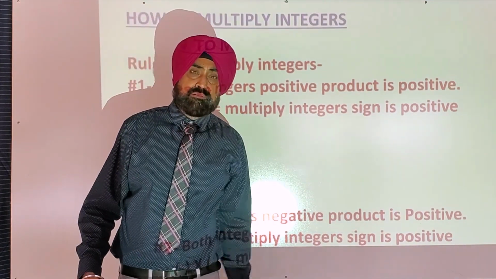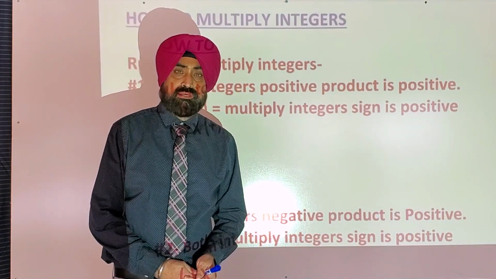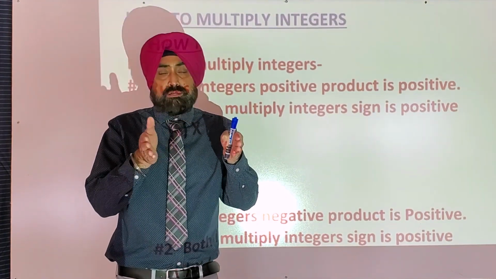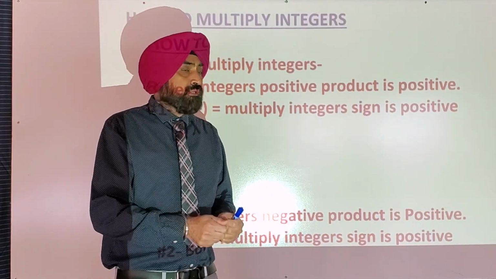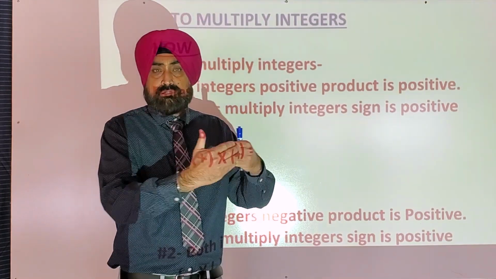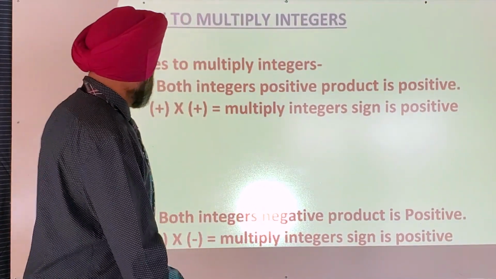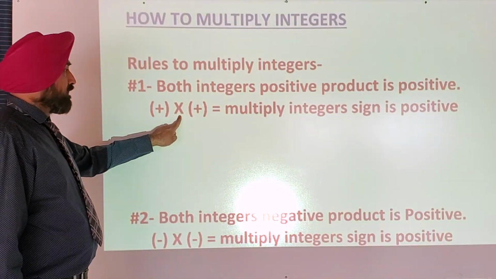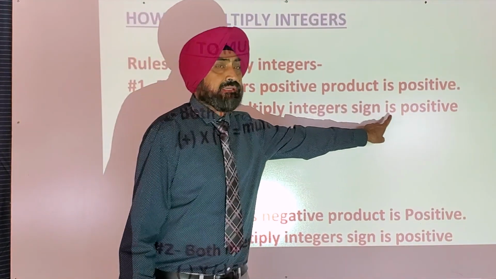Always, whenever there are two integers, whether it's addition, subtraction, multiplication, division, first do whatever the operation is between the two integers. What is the operation between two integers? So always do addition, subtraction, multiplication, division first, then think about the sign. So let's see, if two integers are positive and you are multiplying, first we multiply the two integers and then the sign is positive.